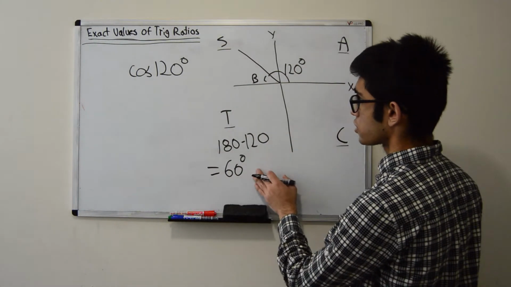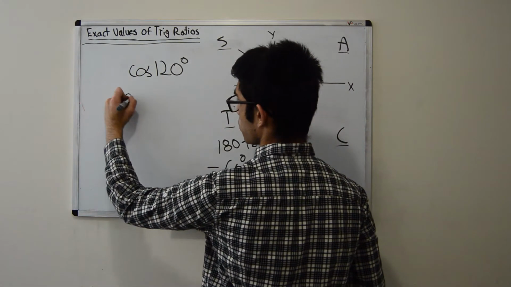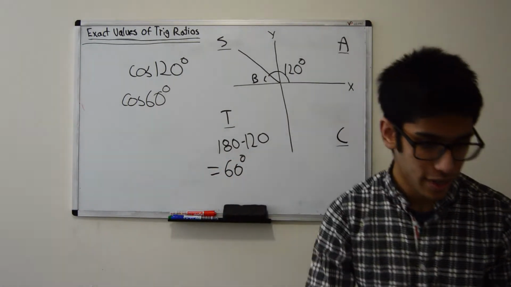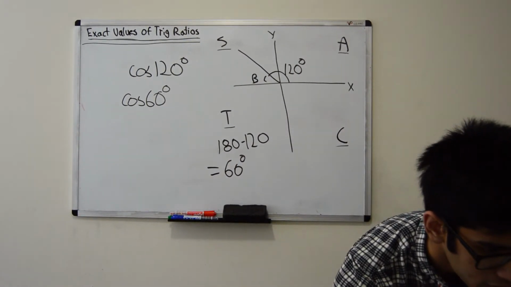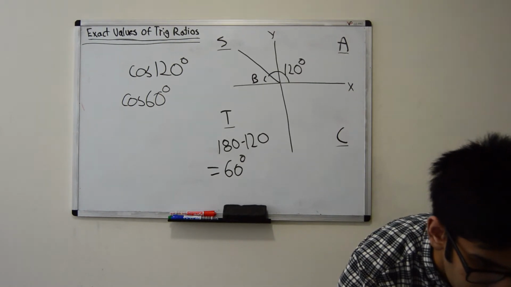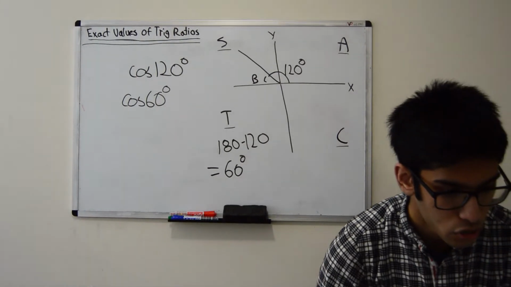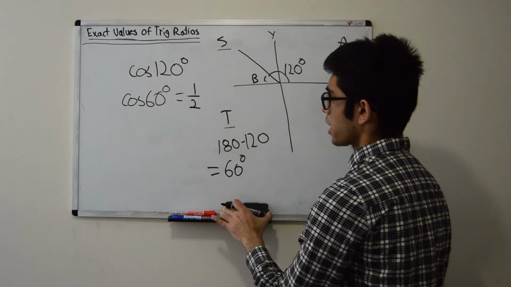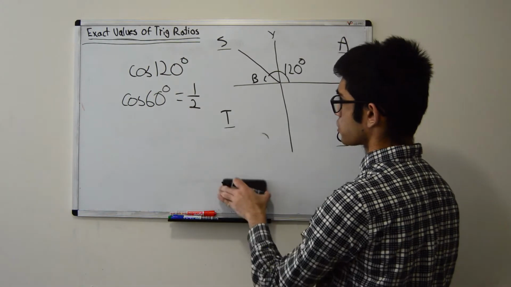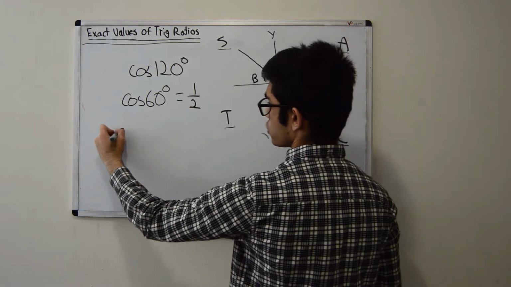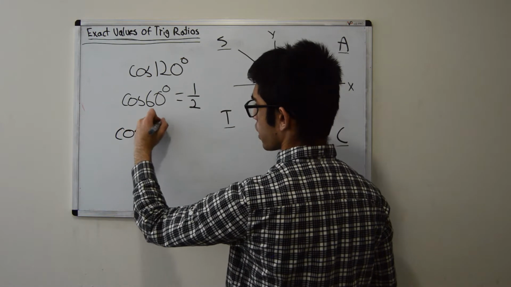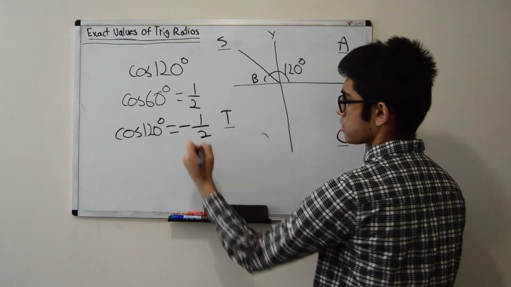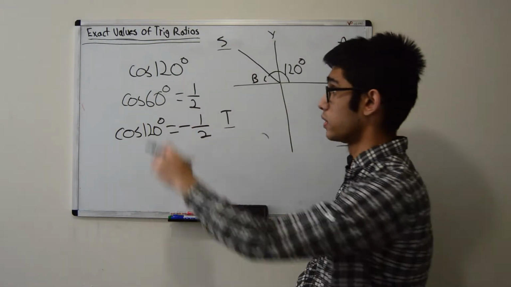Cosine of 120 degrees we don't know how to compute, but we do know how to compute cosine of 60 degrees. Let me take out the unit circle and see cosine of 60 degrees. Cosine of 60 degrees is 1 over 2. But we don't want cosine of 60 degrees, we want cosine of 120 degrees. So cosine of 120 degrees is going to be the same thing, but I have to put a negative in front, because it's in this quadrant where only sine is positive.